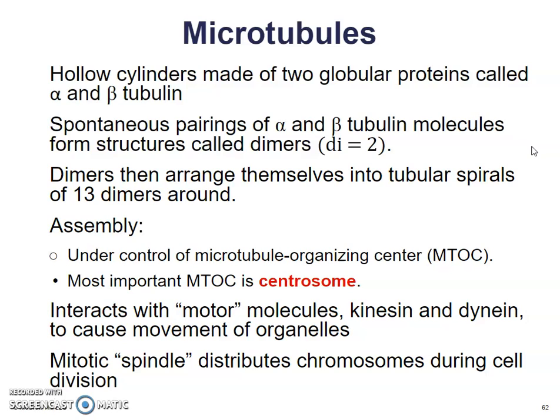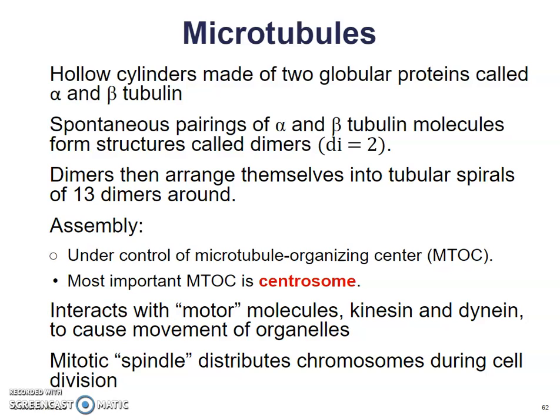Microtubules are hollow cylinders made of 2 proteins called alpha and beta tubulin. Spontaneous pairing of alpha and beta tubulin molecules form structures called dimers, di meaning 2, and they arrange themselves into spirals, and each of those spirals has 13 dimers. They are assembled under the control of the microtubule organizing center, or MTOC, and the most important of these is the centrosome, which is used in cell division. It interacts with motor molecules, kinesin and dynein, and causes the movement of organelles.